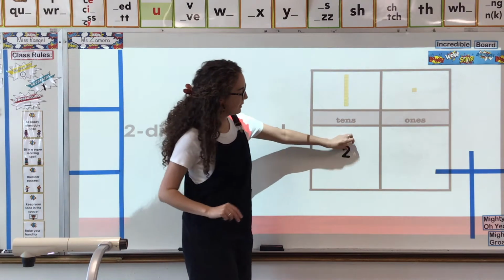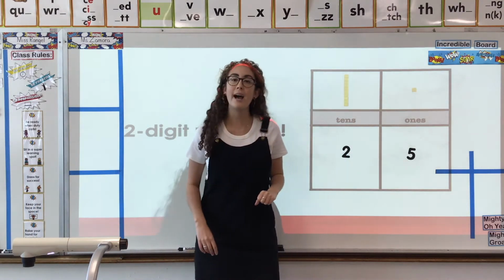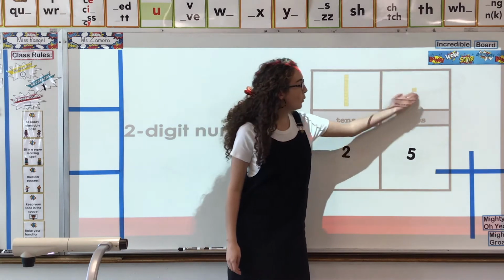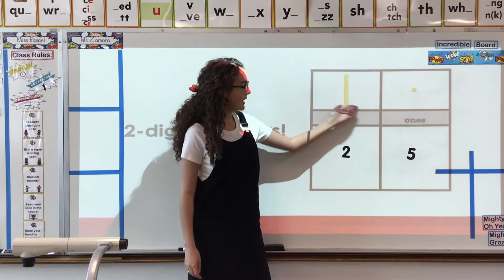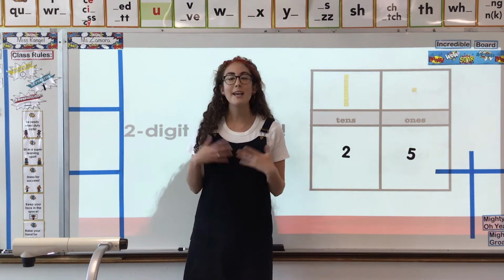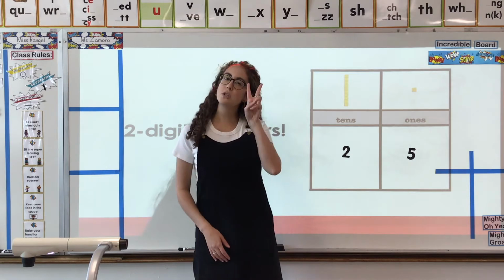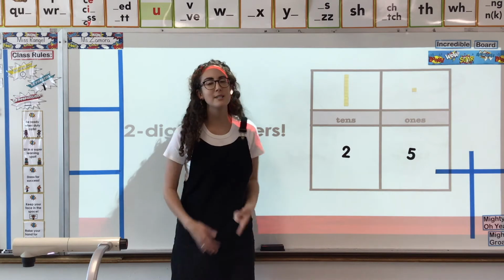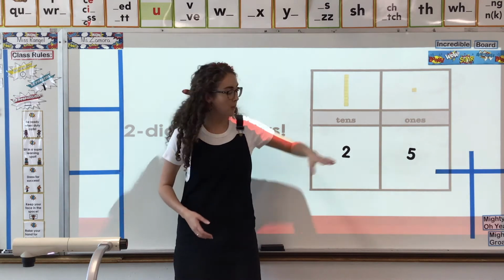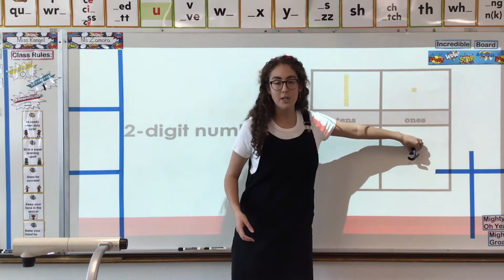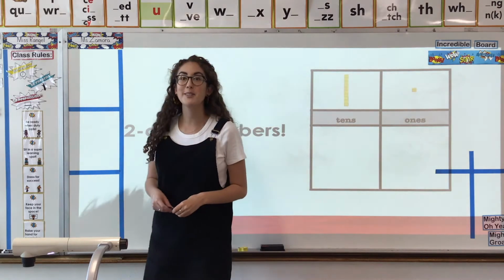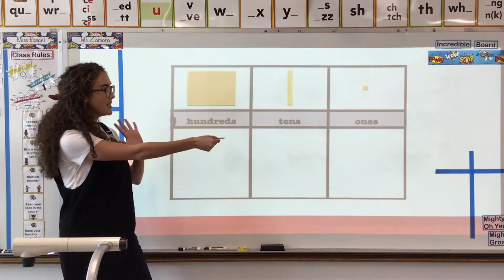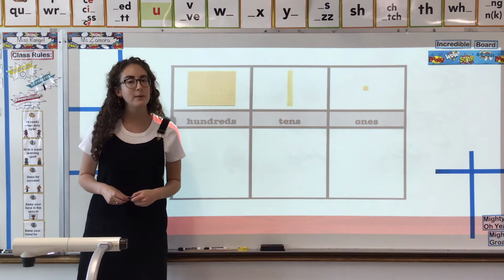For example, in the number 25, we have 2 digits, a 2 and a 5. The 5 is in the ones place, and the 2 is in the tens place. So as we've been skip counting by tens with just 2-digit numbers, the tens place, the first number, has been changing. But when we graduate up to 3-digit numbers, we are going to have to look for which place is changing.